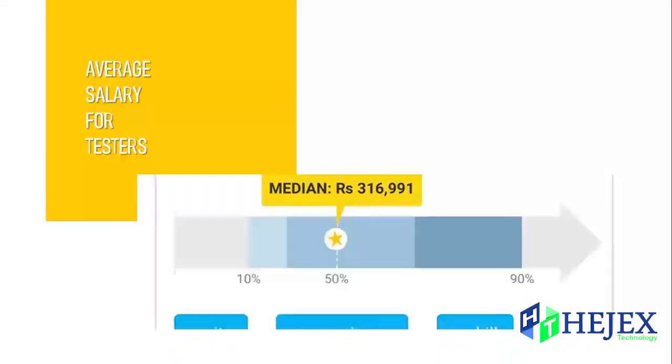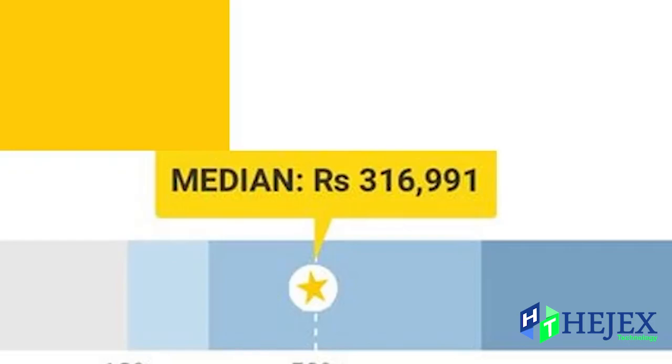So what will be the average salary for testers? Approximately it is somewhere around 3.16 lakh per annum. This is the average salary for testers if you go in as a fresher.